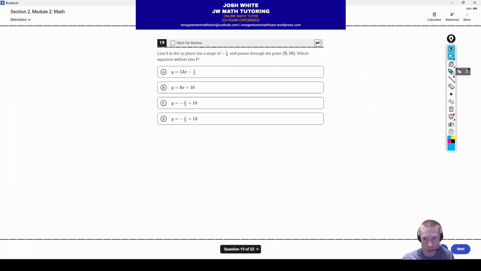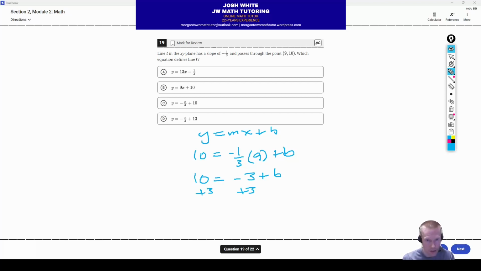For 19, we have a line, and they give us the slope, and they give us a point that it passes through, and they want to know the equation for it. So we can just start off with y equals mx plus b, and we can plug in the y coordinate value, the slope, and the x coordinate value, and then solve for b. So we multiply the m times the x, get -3, add 3 to both sides. b is equal to 13.